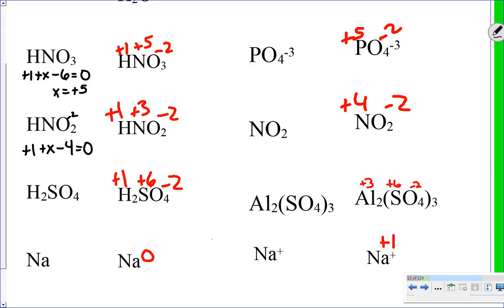Same kind of situation with sulfuric acid. This time we have 2 times positive 1, hydrogen's first so it's probably positive, plus x for sulfur, plus 4 times negative 2. That whole thing must add up to 0.